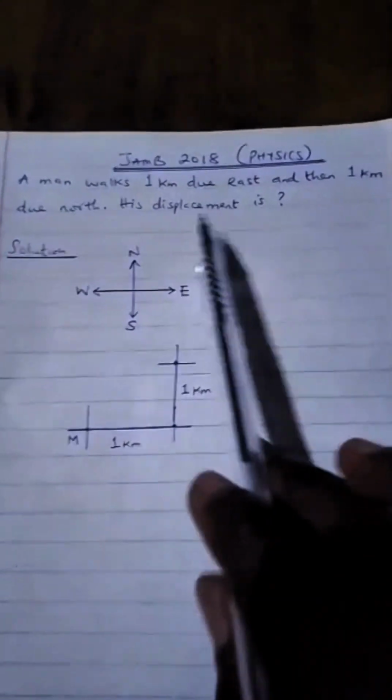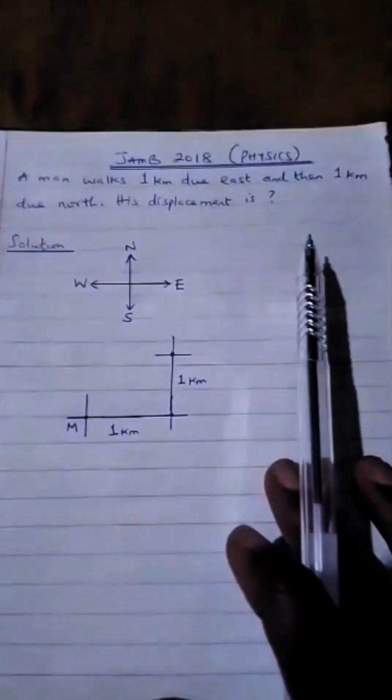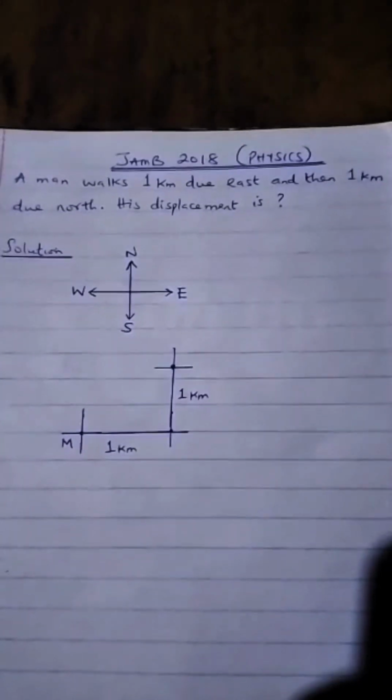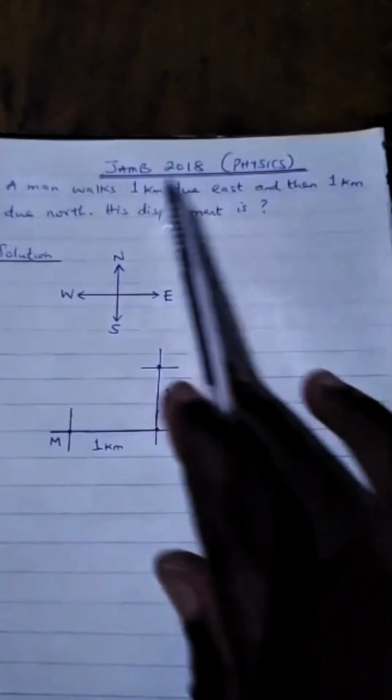All right, so let's look at another question still under mechanics, looking at speed, velocity, acceleration, and distance. Now, this is a JAMB 2018 past question of physics.